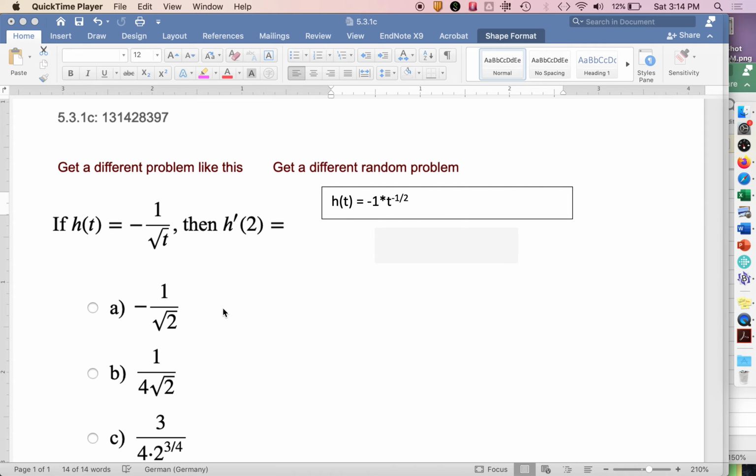5.3.1c. If h of t equals negative 1 over the square root of t, then h prime of 2 equals... Alright, so whenever we see a square root, remember there's going to be a fraction involved in our exponent. And I also wanted to try to rewrite this function so that I can use my power rule on it. So I'm going to call this negative 1 times t to the power of negative 1/2.